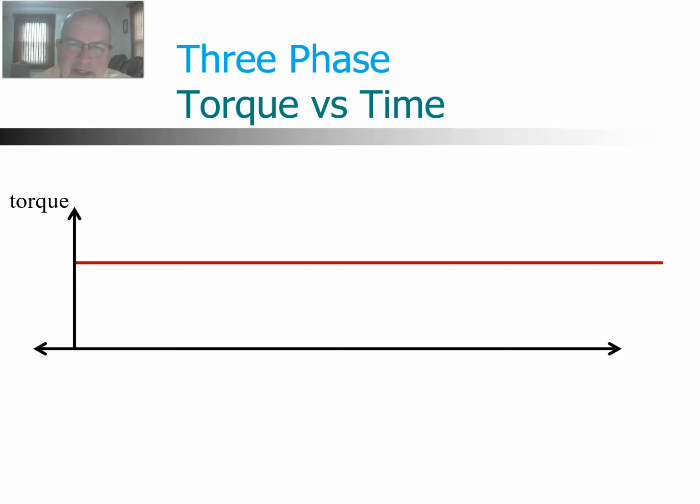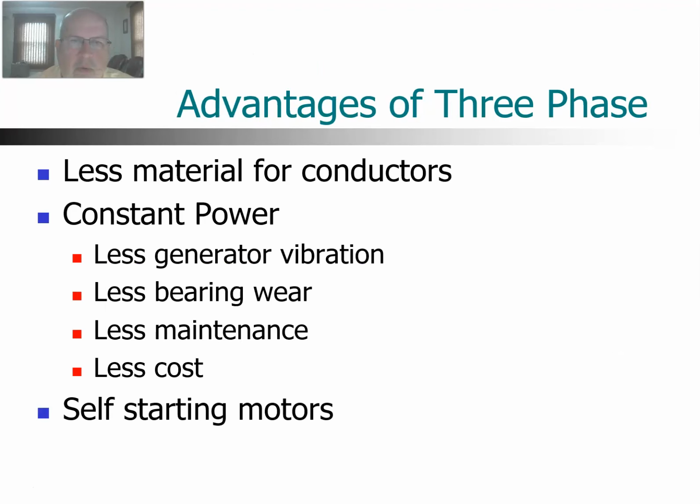I've explained this in the context of a generator, but you really have the same issue going on with a motor too. If you vary that torque being produced by the motor, you're going to get some vibration there. And with a three-phase motor, you're going to get a constant torque. So this is the same on both ends, on the generation end and on the customer end when you have a three-phase motor. So what are the advantages of three-phase?